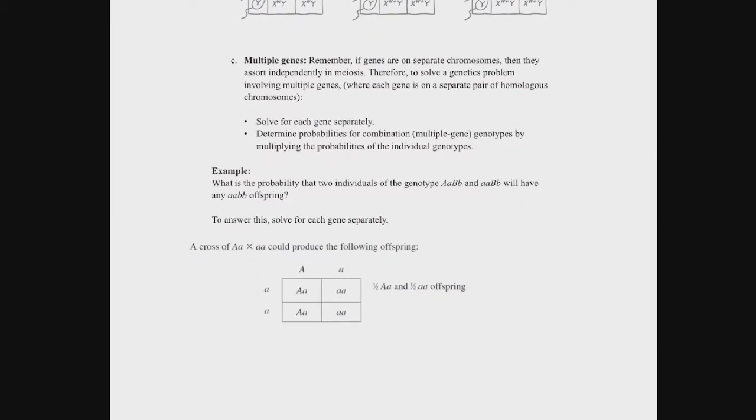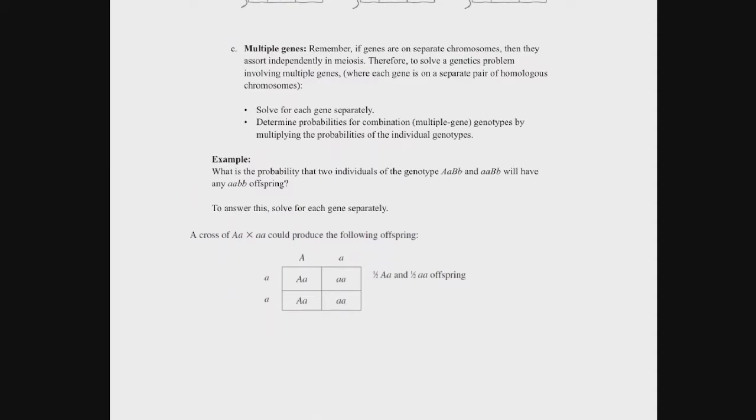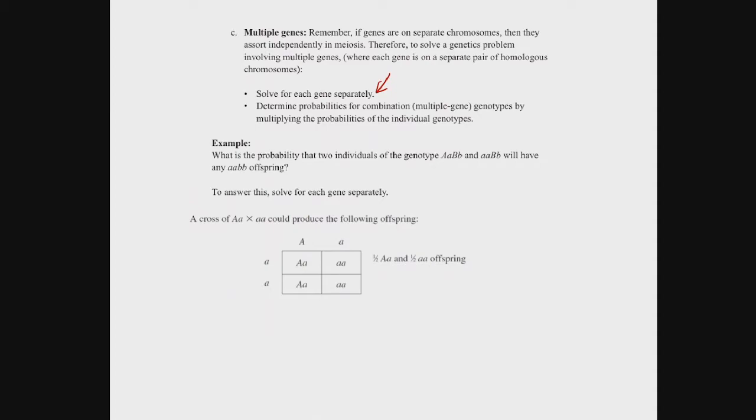And just to remember, if genes are on separate chromosomes, then they assort independently in meiosis. And so to solve a genetics problem involving multiple genes, you have to solve for each gene separately. That's what I mean when I keep saying break it up into two. So, for example, in this question, what's the probability that two individuals of the genotype AaBb and AaBb will have any aabb offspring?